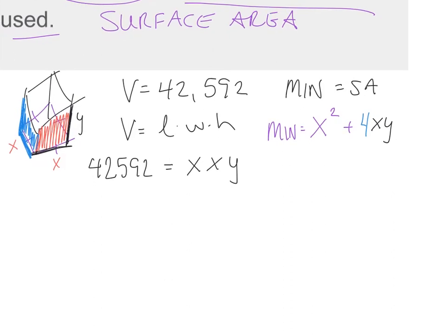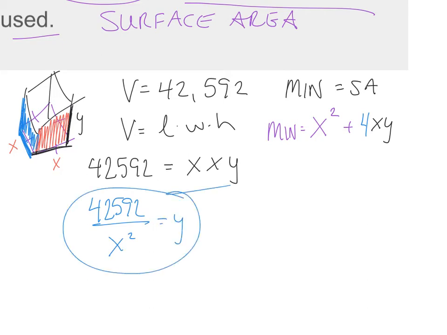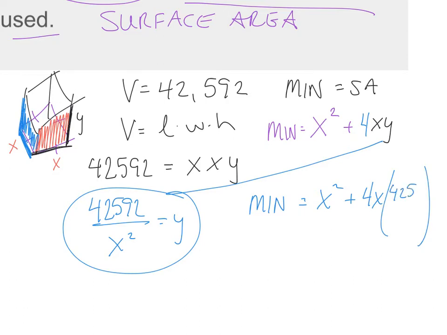So again, you can solve this equation for x or for y, but I notice there's only one y, so I'm going to solve this for y because I only have to substitute it in once then. So I've got 42592 divided by x squared equals y. And I'm going to substitute that in there. So my min equals x squared plus 4x times 42592 over x squared.